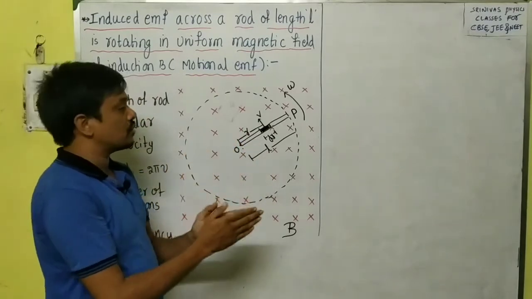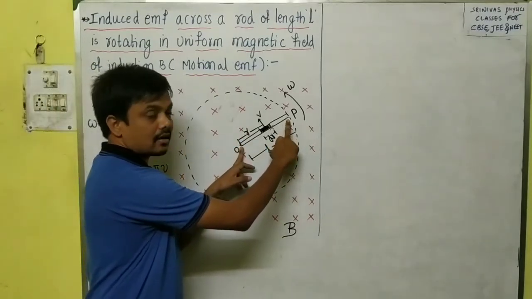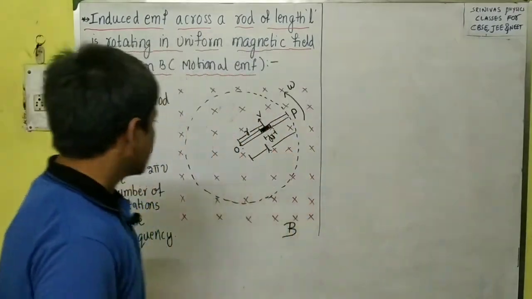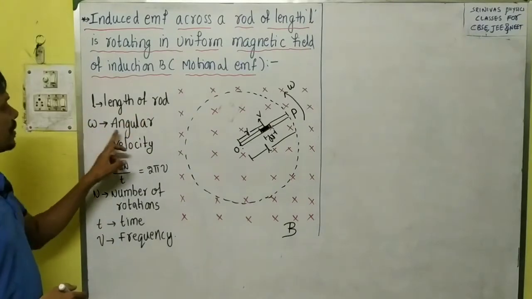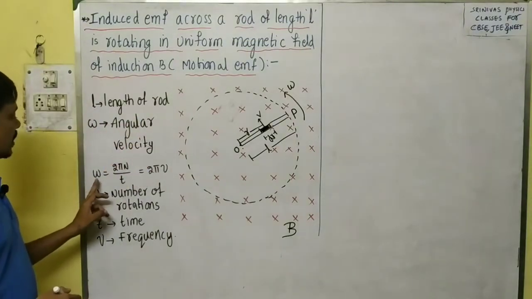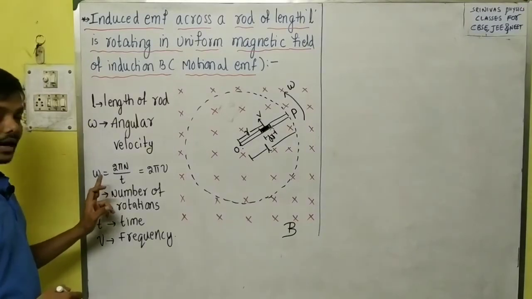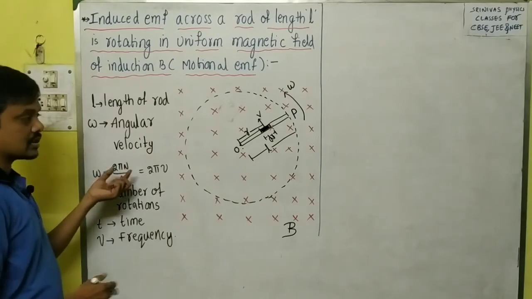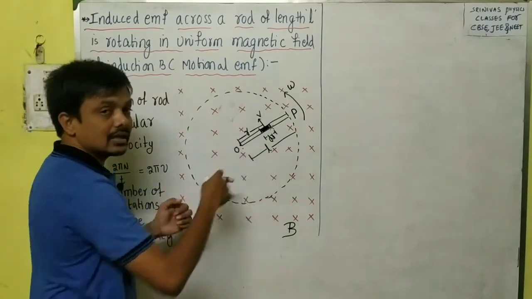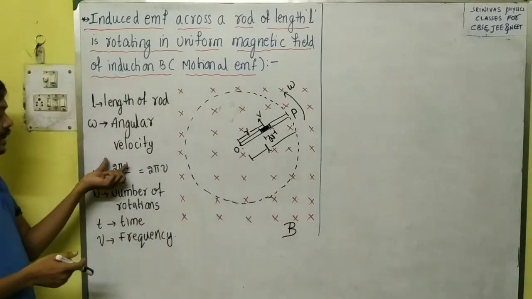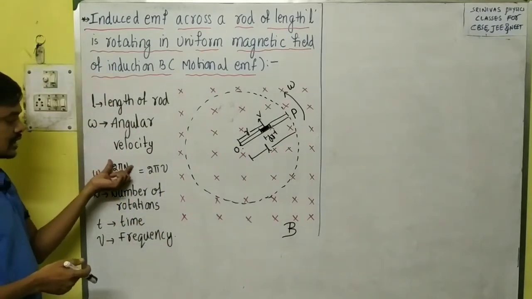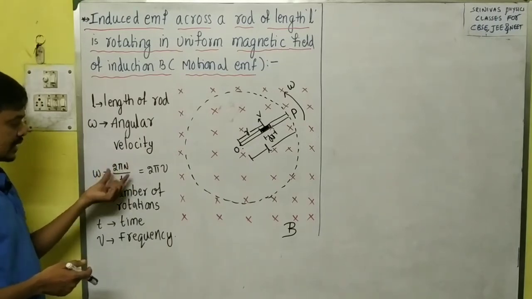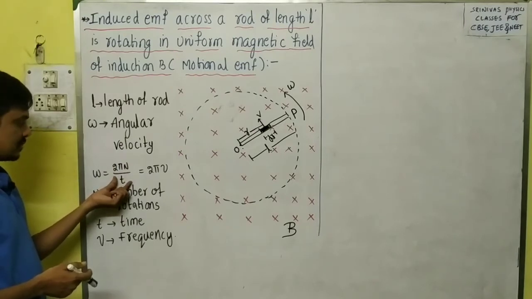Then I am going to derive the formula for induced EMF across the rod which is rotating about one end. Look at here. L is the length of the rod, omega is the angular velocity, and the angular velocity formula is angular displacement by time. For example, in one rotation the angular displacement is 360 degrees, that is equal to 2 pi radians. In n rotations, angular velocity equals angular displacement by time. The angular displacement in n rotations is 2 pi n. Time taken for n rotations is t, so omega is 2 pi n by t.